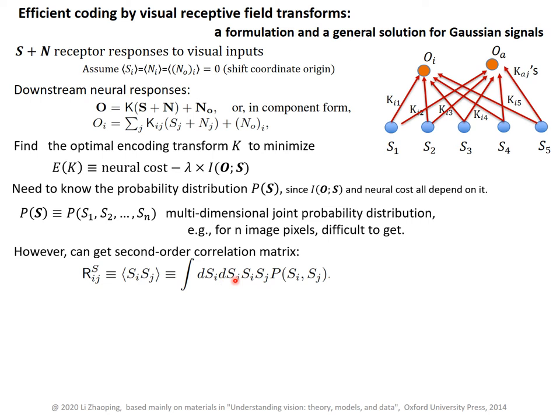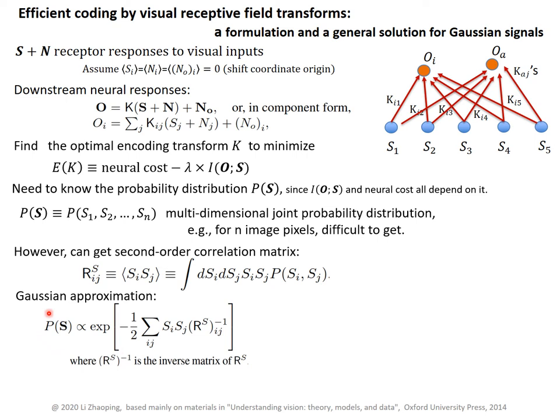And with this correlation matrix R_S, we can then approximately write the probability distribution as if it's approximated by a Gaussian. In this Gaussian, you can see that R_S is still the matrix R_S. Now it's taken inverse, and its IJ element is added together by the summation over ij, S_i S_j. And so this is a Gaussian approximation, a Gaussian distribution of the whole vector S.